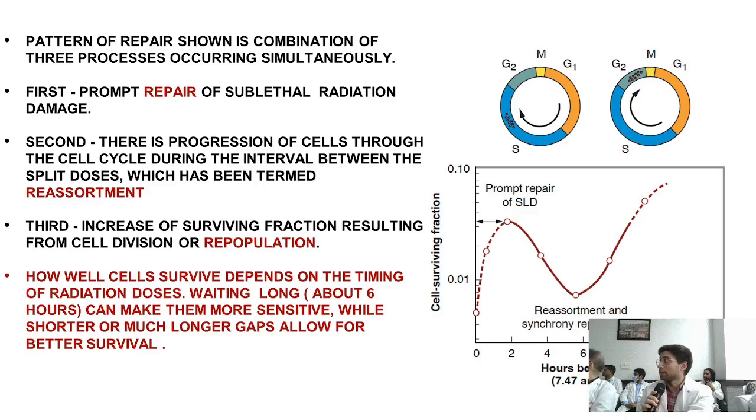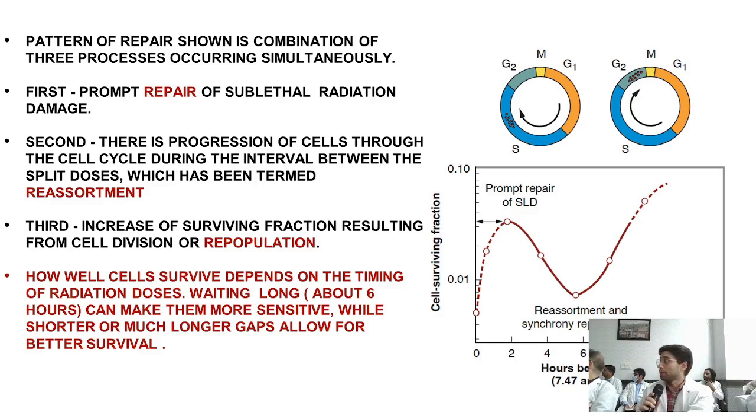In this graph, we can see the 3 R's simultaneously. We can see the first sharp increase in the surviving fraction. It's actually because of the repair of sublethal damage. And then we can see the decrease in the surviving fraction. It's because of the result of repopulation, because we are actually able to kill more cells now.